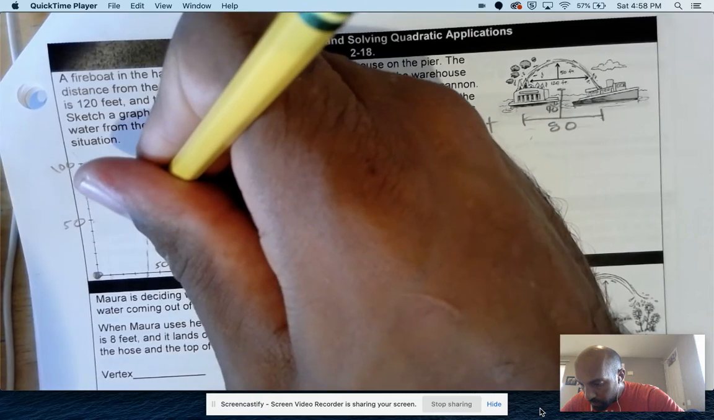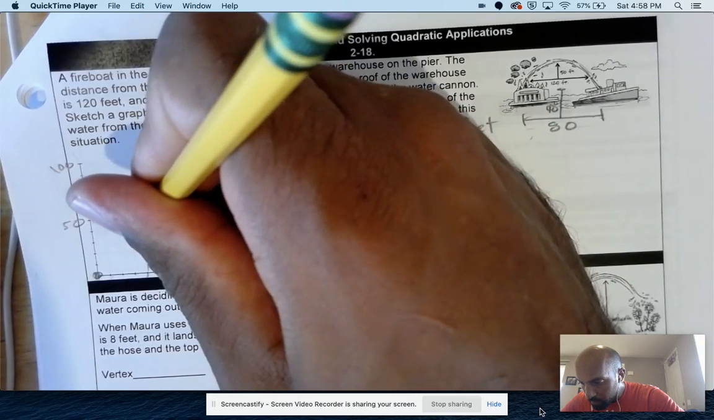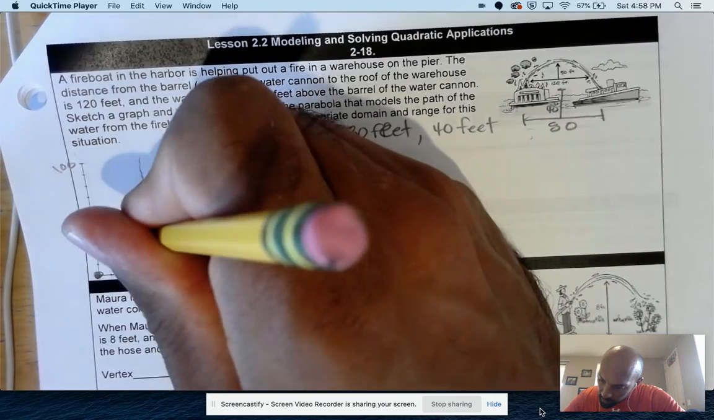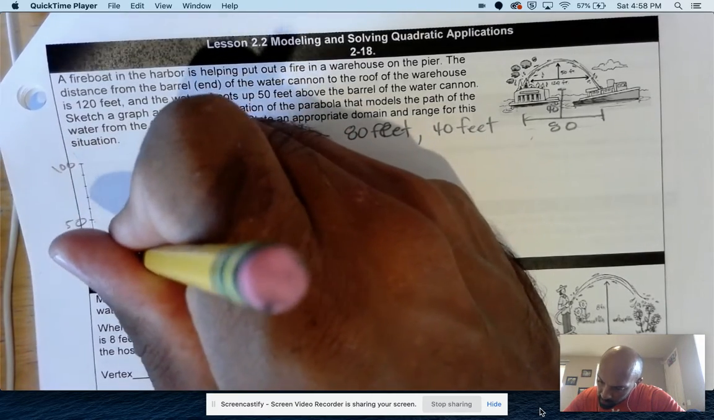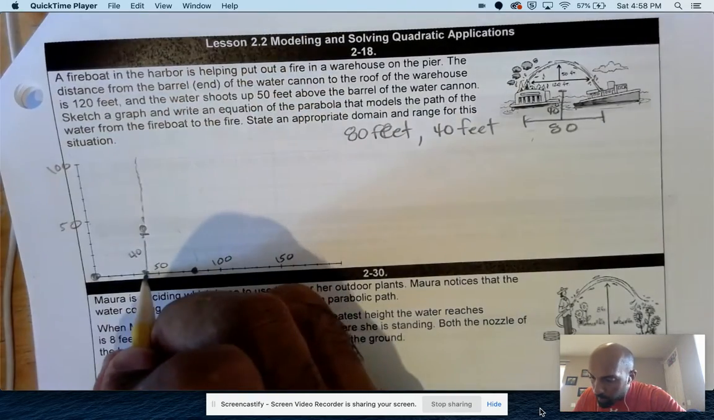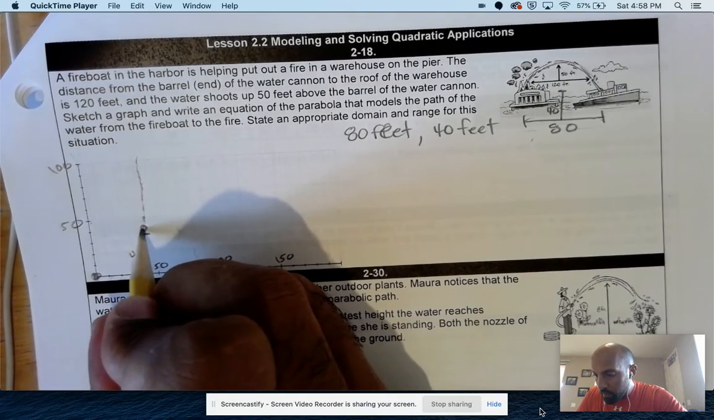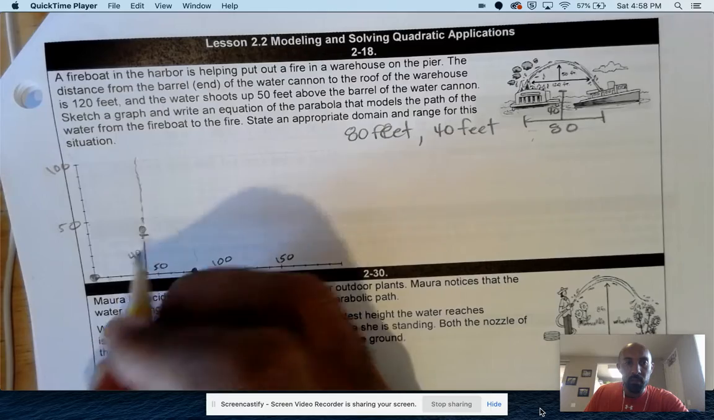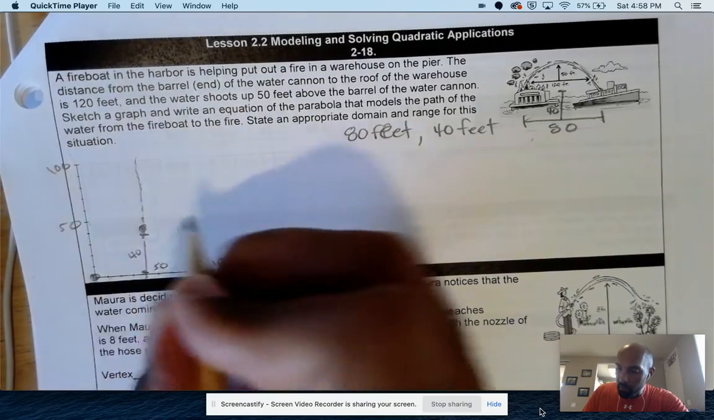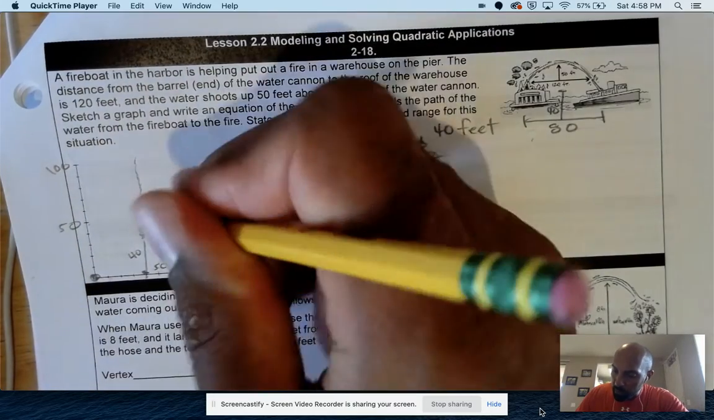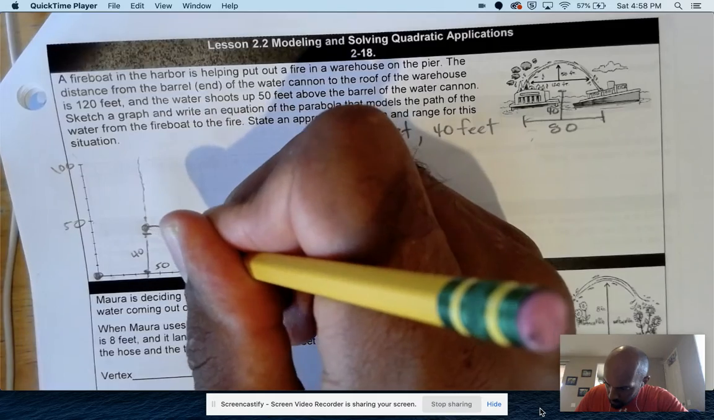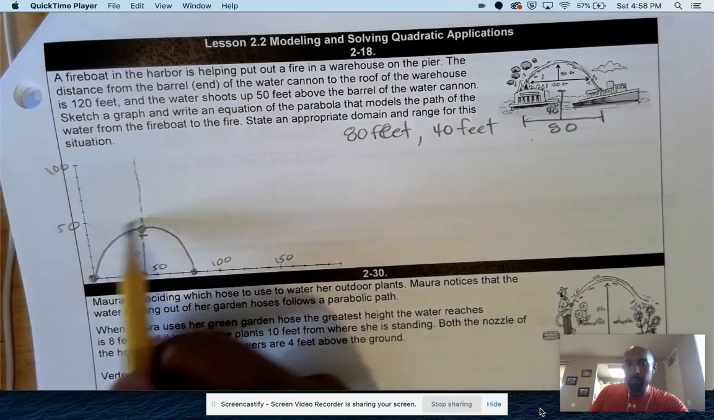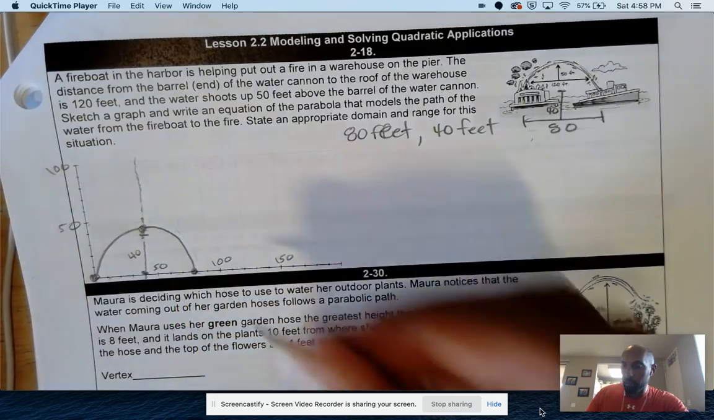So up here, remember that we said the height of the water was 40. So all I have to do from that point is go up 40, and then there's our vertex. Because remember, it's going up here, and you guys are going up 50. Okay, so there's my vertex, there's my x-intercept, so I can make a quick little sketch. Try to make a little U. All right, so now I can use this information to figure out the equation.